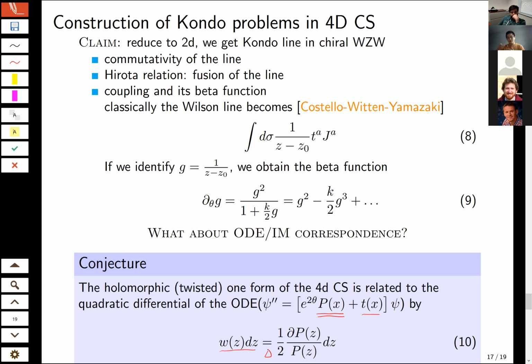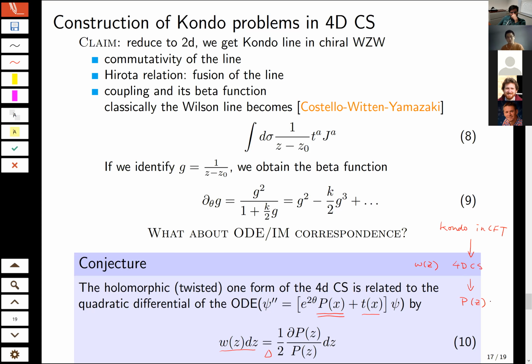So now the idea is once you have a Kondo defect in CFT, you find the 4D Chern-Simons construction, which gives me this omega z, this one form. Now with this omega z and with this conjecture, we can figure out what is P of z. Now we know what this ODE is.